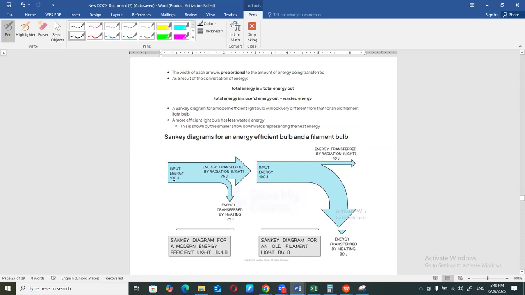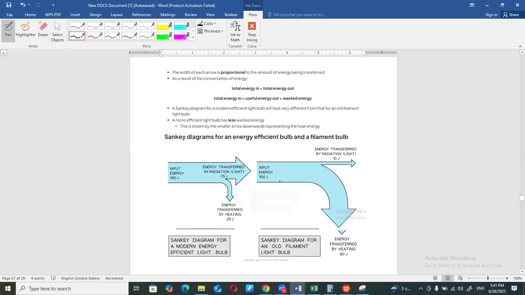The Sankey diagram shows two parallel diagrams, which you can see yourself. There are two Sankey diagrams, one for the normal bulb and one for the modern bulb. You can say a filament bulb, and one Sankey diagram is for the efficient one. You can see that there is an input of 100 joules, right? And you can see these two arrows. One arrow shows that 75 joules of the energy is transferred as radiation or light energy, out of which 25 joules of the energy is wasted. So they give you a proper diagrammatic illustration of how the energy is distributed.